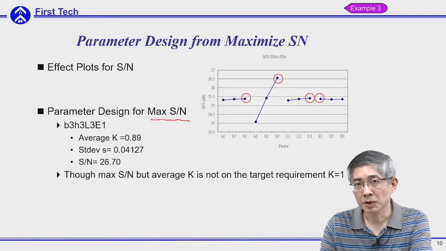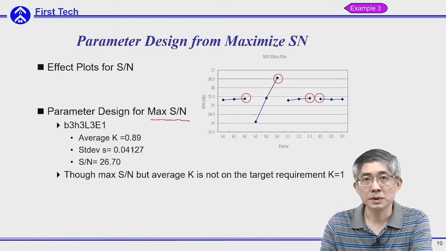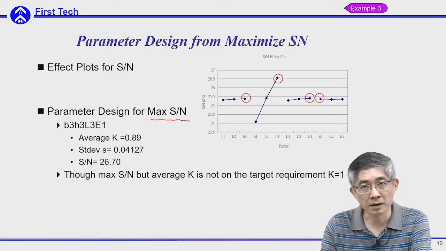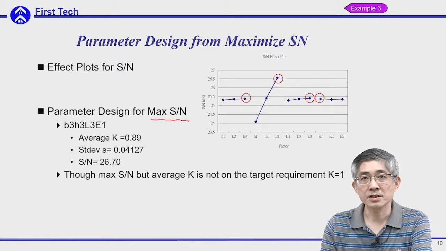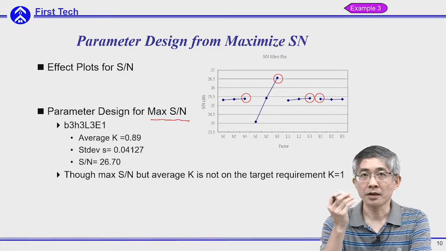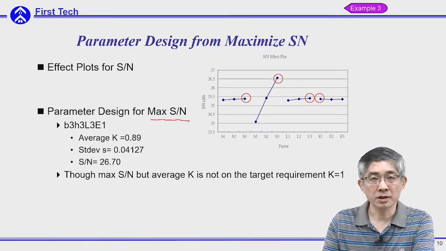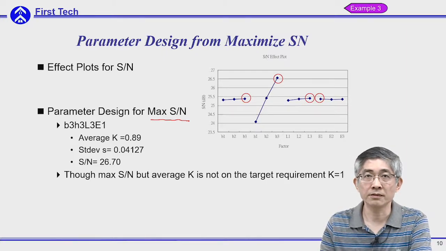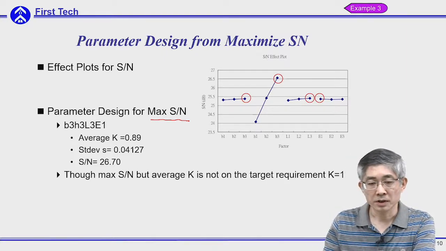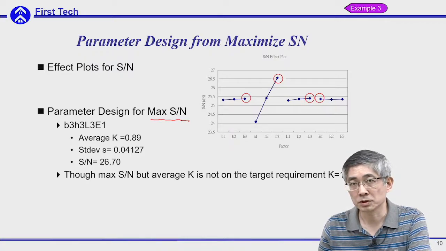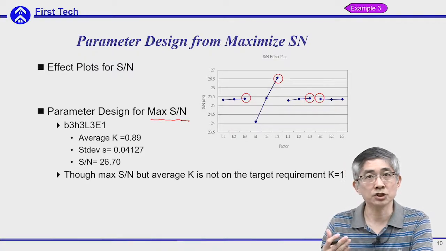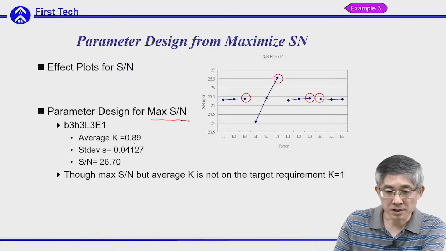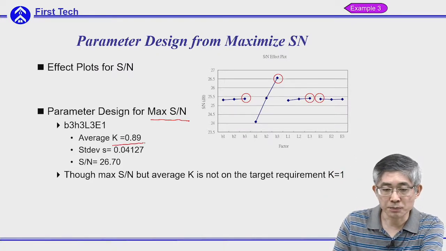However, this is a nominal-the-best problem. In our robust design process, we simply use the SN ratio as the objective, where the SN ratio stands for the average quality loss. Certainly, this design will have the smallest average quality loss. However, this is a nominal-the-best problem. We prefer the average output K to be at 1. But in this current design, K is 0.89.